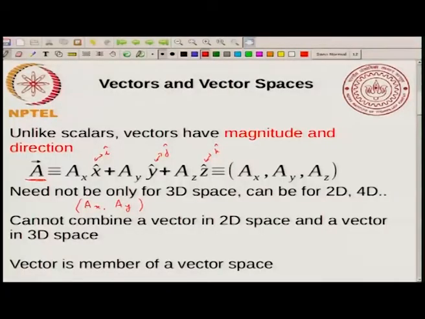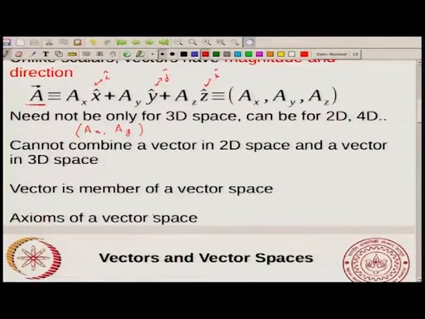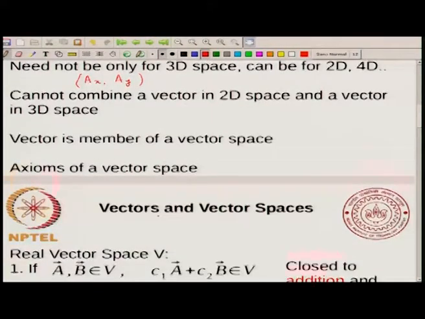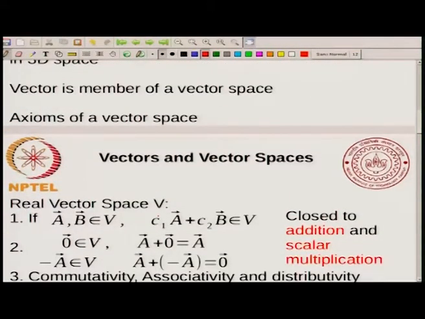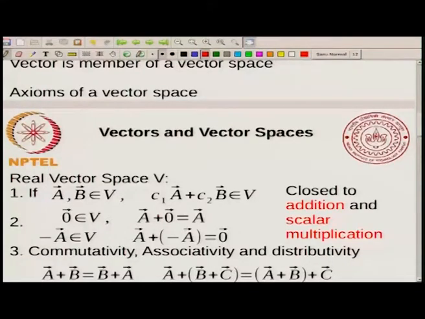Formally, you define a vector as a member of a vector space, and what is a vector space will be the next question, and that is what we will address next. We need certain axioms that define a vector space, and we will look at these axioms next. A real vector space V, so these are the axioms of a vector space. What is a real vector space?